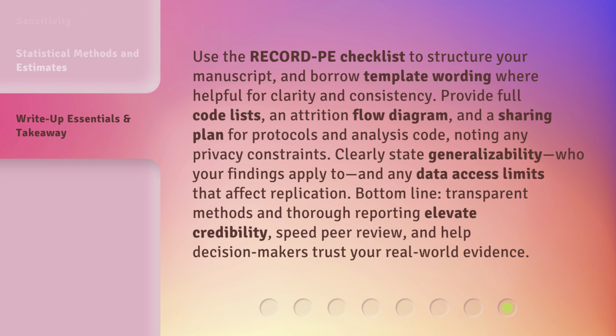Use the Record PE checklist to structure your manuscript, and borrow template wording where helpful for clarity and consistency. Provide full code lists, an attrition flow diagram, and a sharing plan for protocols and analysis code, noting any privacy constraints. Clearly state generalizability, who your findings apply to, and any data access limits that affect replication. Bottom line: transparent methods and thorough reporting elevate credibility, speed peer review, and help decision-makers trust your real-world evidence.